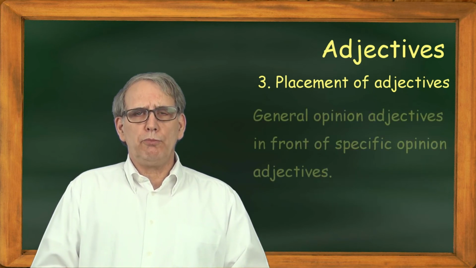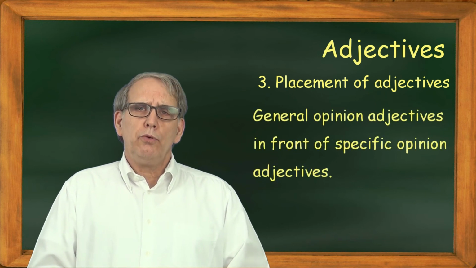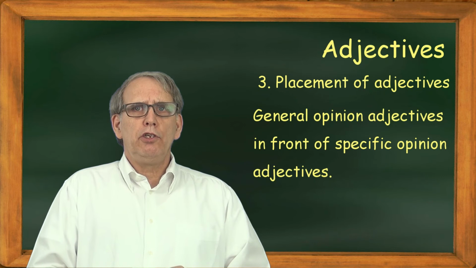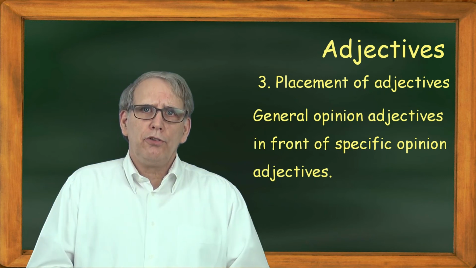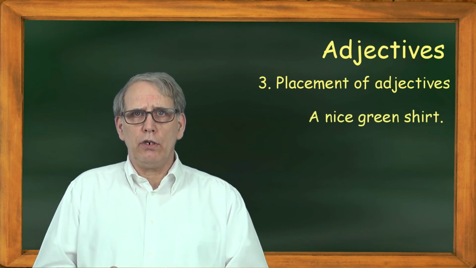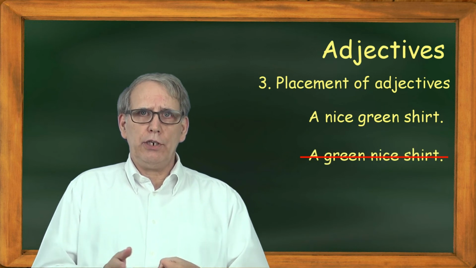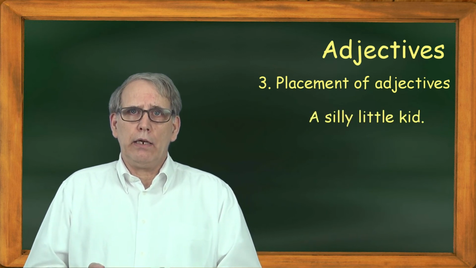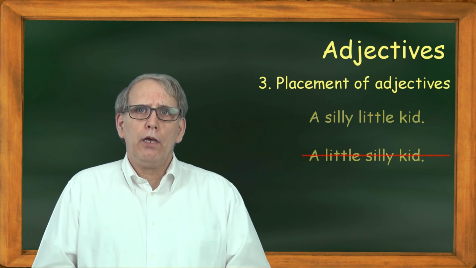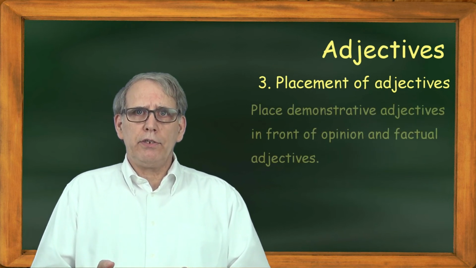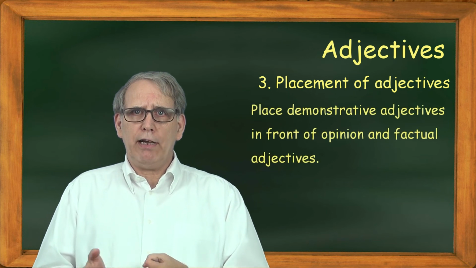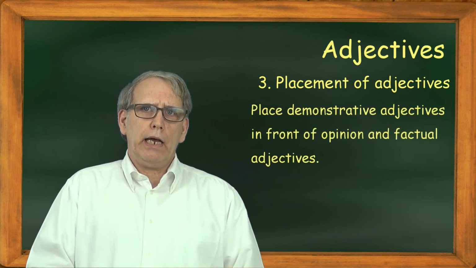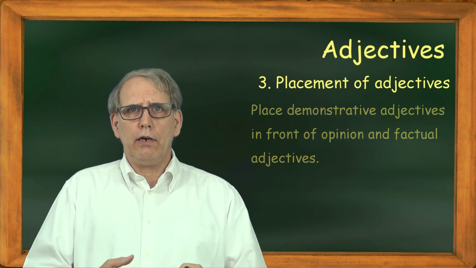When it comes to using more than one adjective in a sentence, we usually put general opinion adjectives in front of specific opinion adjectives. So we would say a nice green shirt rather than a green nice shirt. We would say a silly little kid rather than a little silly kid. We place demonstrative adjectives in front of both opinion and factual adjectives. After the demonstrative and opinion adjectives, we add the factual adjectives as they are needed.